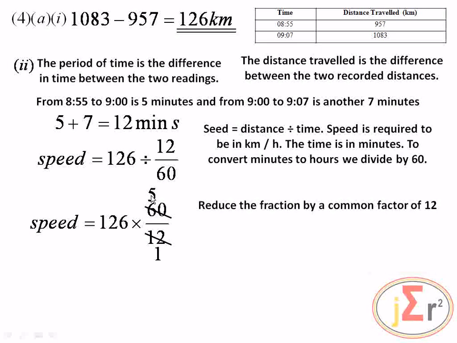And of course, it is easy to multiply by 5. Multiplying by 5, you take half of this. Half of 12 is 6. Half of 6 is 3. 63. So the answer is 630 kilometers per hour.